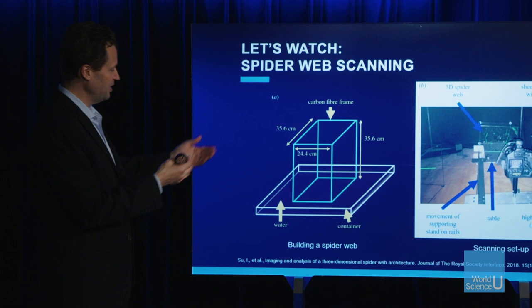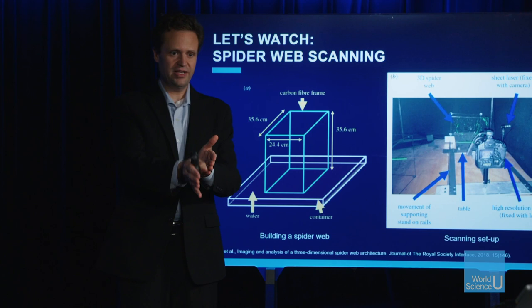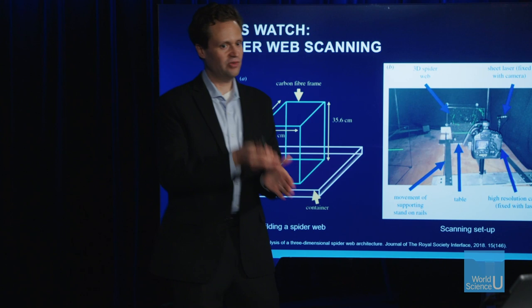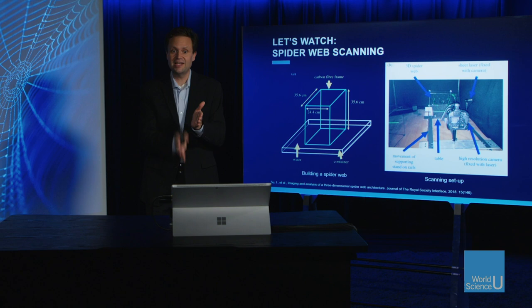And the way we watch the construction of the web, we use a sheet laser. So a sheet laser will light up one section of the web at a time, one here, next one, next one, next one, and we will take photos. So there's a camera here, there's a sheet laser, and we will slice the web into thousands and thousands of pieces, and we'll now have a stack of hundreds of thousands of different images, which each represent one slice of the spider web. And then we're trying to reconstruct a three-dimensional model from that.